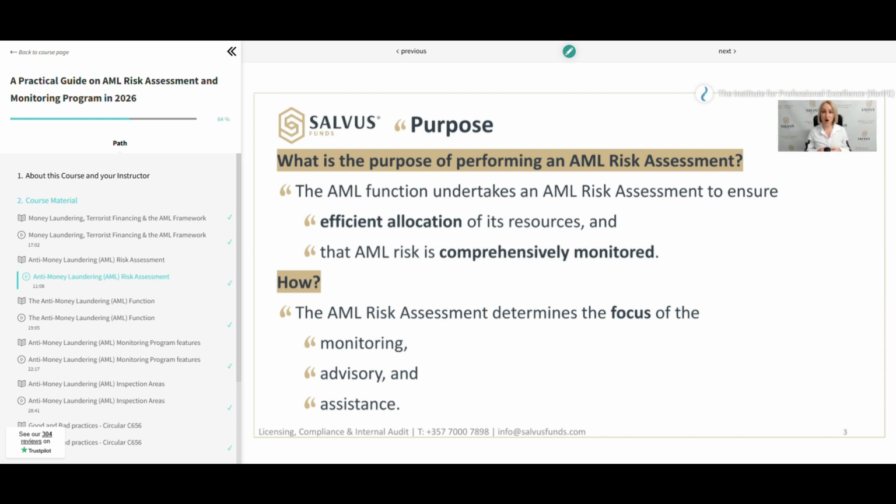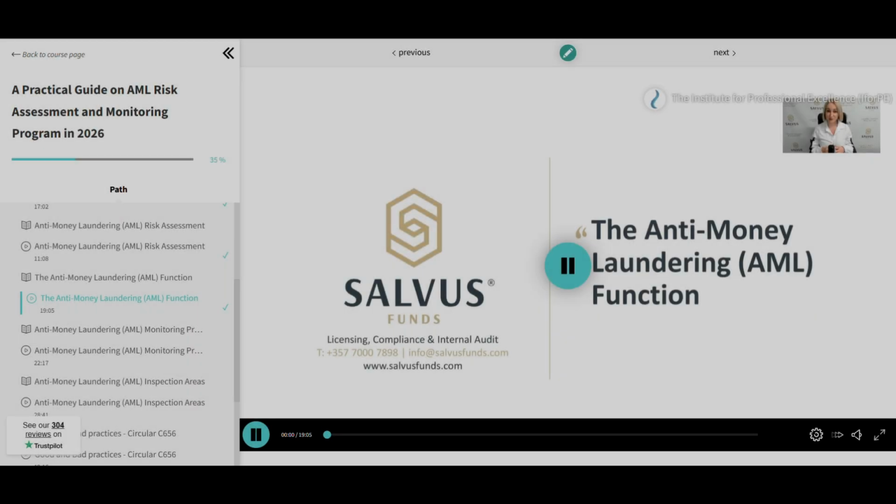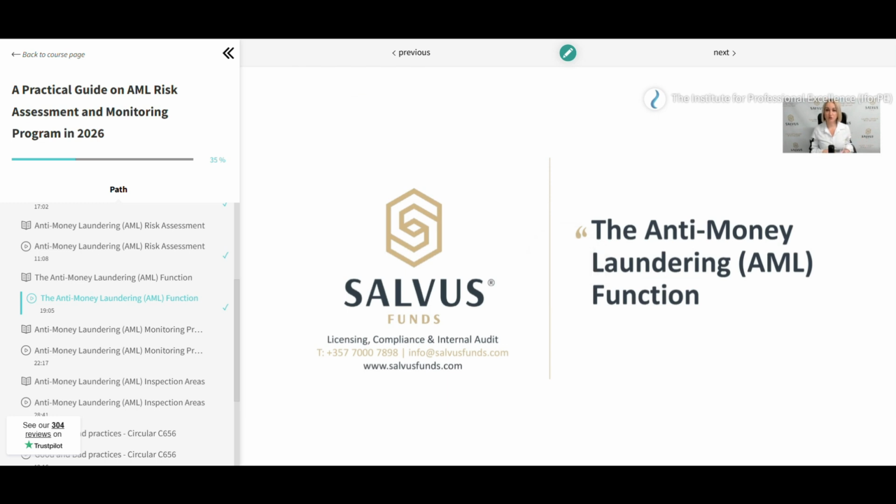Now that we understand why the assessment is performed, let's consider how often it should be reviewed and why this review is important. Welcome to this section on the anti-money laundering, or AML function. In this part, we will focus on the role of the AML function within the firm, including its responsibilities, organizational requirements, monitoring obligations, and key practical questions. This section builds directly on the AML risk assessment because the AML function is responsible for applying, monitoring, and supporting the firm's AML framework. Next, we'll focus on the contents of this section.